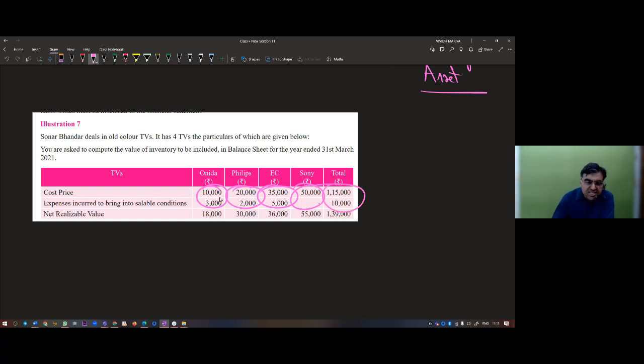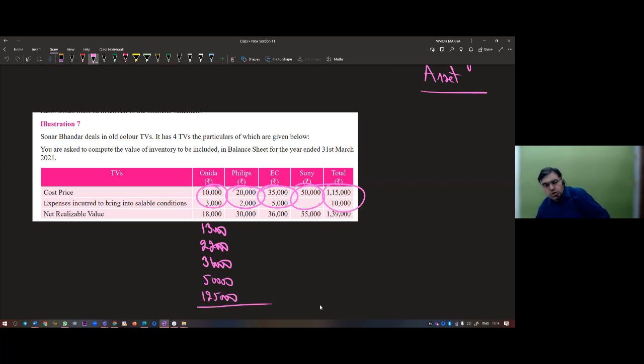The cost is 13,000 versus NRV 18,000, so we will carry it at 13,000. 22 versus 30, we will carry at 22,000 item wise. 40 versus 36, we will carry it at 36,000. 50 versus 55, we will carry it at 50,000. 125 versus 139, we will carry it at 1,25,000.